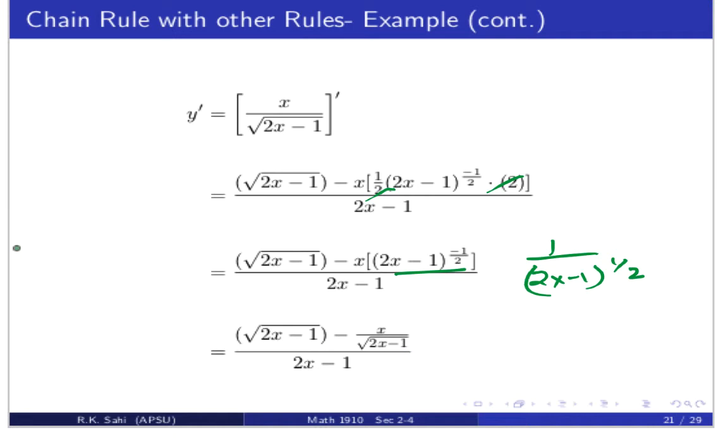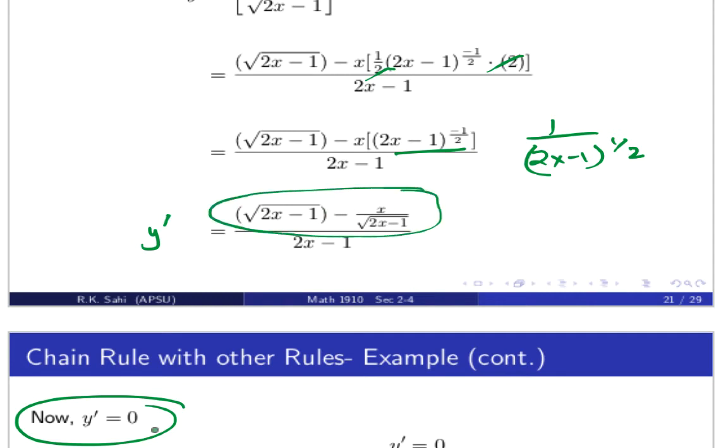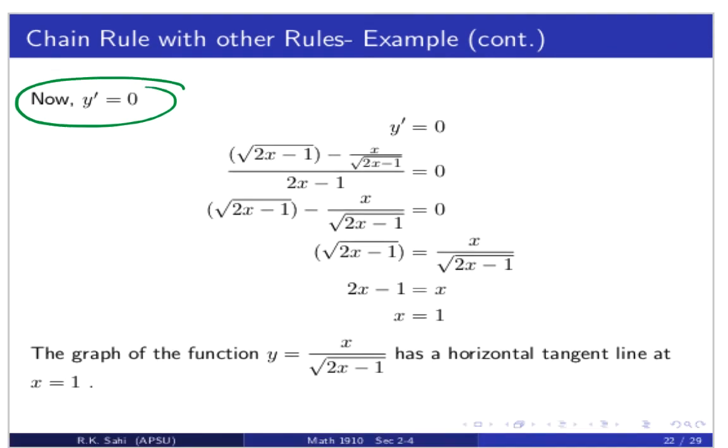Because the question says, find the points where you have a horizontal tangent line. What does that mean? It means find the points by putting y prime to be 0. Now remember, this is your y prime. If I have to put y prime to be 0, what does that mean? The numerator has to be 0. That's the real meaning of it. So notice here, the numerator has to be 0. It doesn't matter what is in the denominator.